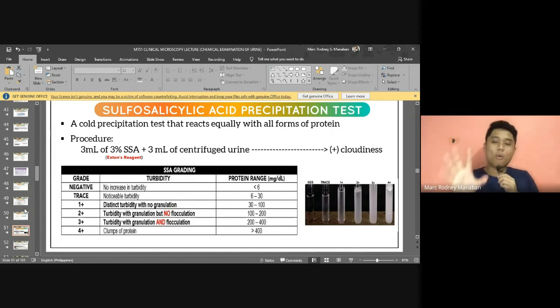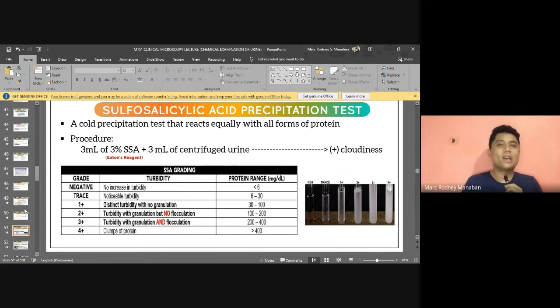How do we remember these? 1 plus is distinct turbidity with no granulation. So, turbidity only. Your 2 plus is turbidity with granulation, but no flocculation. As you can see, in 2 plus, by its name, it has two characteristics, turbidity and granulation. Upon reaching 3 plus, it has three characteristics: turbidity, granulation, and flocculation. And 4 plus, clumps of protein.